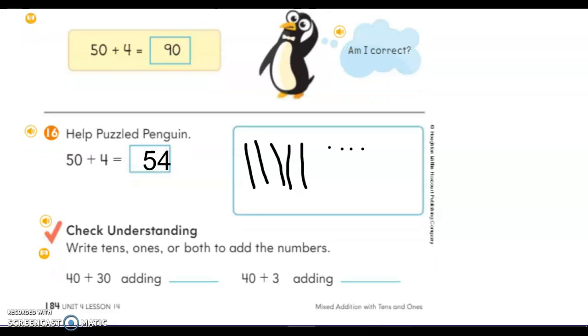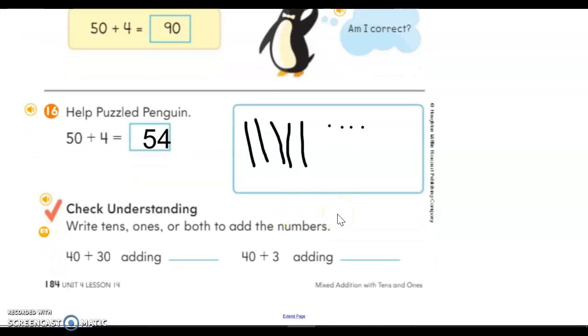Now that we got that situated, let's go to check for understanding. So it says write tens, ones, or both to add the numbers. So all we're putting in here is a word. We do not have to put the answer. So when we do 40 plus 30, are we adding tens? Are we adding ones? Or are we adding both tens and ones? Well, 40 is 4 tens, and 30 is 3 tens. So we are adding tens.